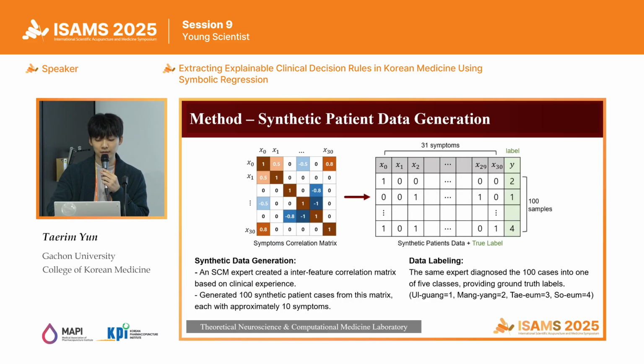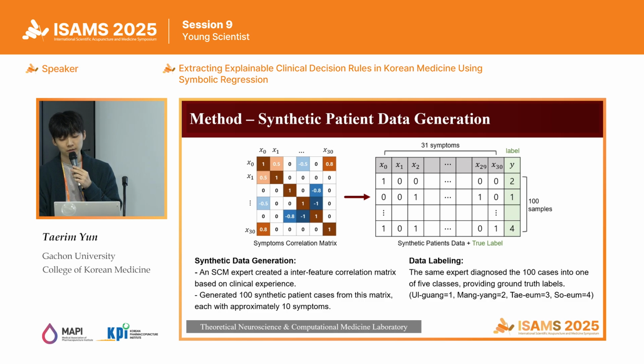We utilize a synthetic patient generation to make training data for the model. This is how we made it. An SCM, 사상의학 expert, created an inter-feature correlation matrix based on his clinical experience. From this correlation matrix, we generated 100 synthetic patient cases, each with around 10 symptoms. The same SCM expert diagnosed these cases into 4 classes, providing ground truth labels.